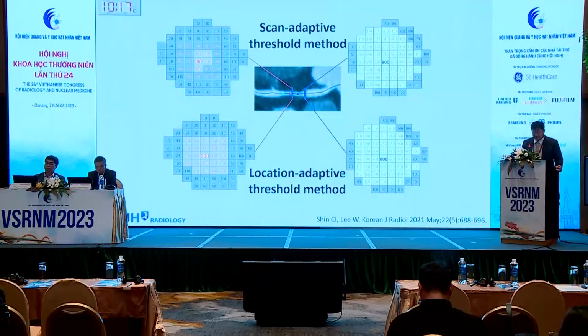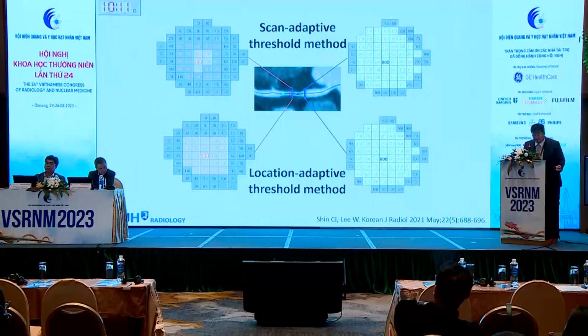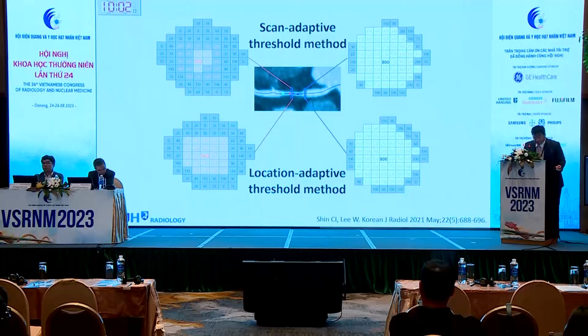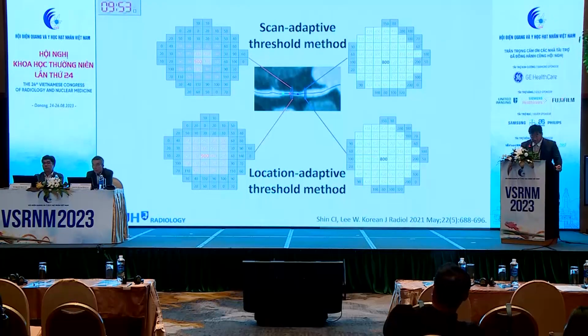This is a pixel demonstration of the scan adaptive threshold and the location adaptive threshold. When you apply the scan adaptive threshold, we have to apply the same 800 attenuation for the vessel segmentation. But when we apply the location adaptive threshold, we can apply a different threshold for each vessel location. So the orange area is the vessel, and there is a huge difference in the segment of stenosis.